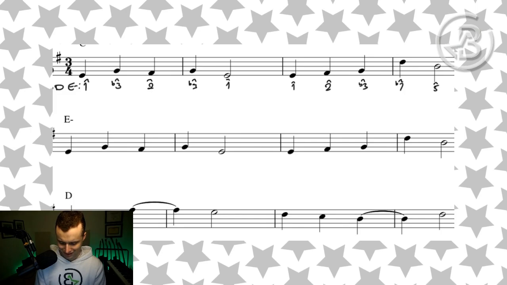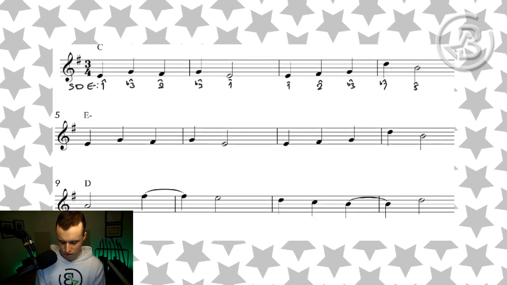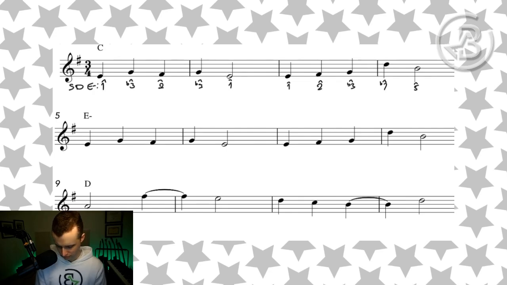The next line is exactly the same notes, but with a different chord. I'm not going to write the scale degrees down there. I'm just going to move forward.